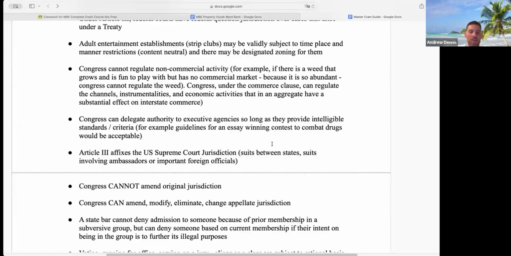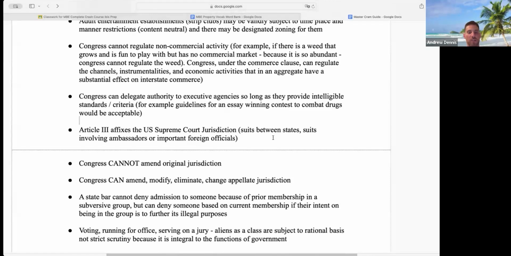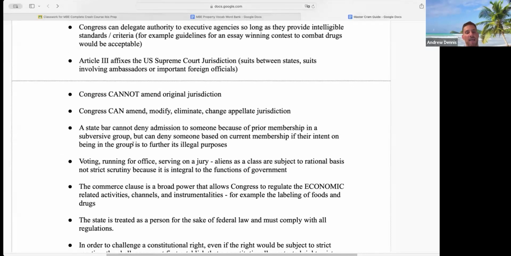Congress can delegate authority to executive agencies so long as they provide intelligible standards or criteria. For example, guidelines for an essay writing contest to combat drugs would be acceptable. Article 3 affixes the U.S. Supreme Court jurisdiction between state suits involving ambassadors or important foreign officials. So Congress cannot amend original jurisdiction, but they can amend, modify, eliminate, or change the appellate jurisdiction. Definitely look for that answer. They cannot amend original jurisdiction, but they can amend, modify, eliminate, change appellate jurisdiction.